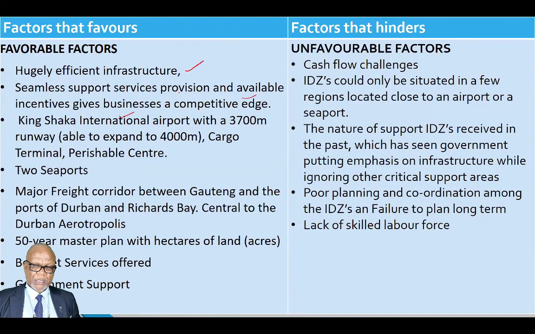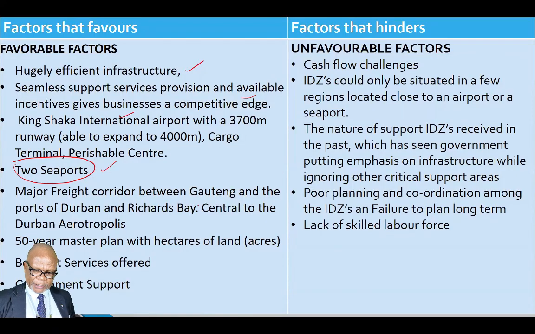King Shaka International is very important. So here you can look at specific factors that favor the area, like King Shaka. It is an airport that favors export, because the purpose of an IDZ is to support export. So King Shaka is good for export. There are two seaports here at the Dube Trade Port that make exporting and importing favorable. So they made it easy.